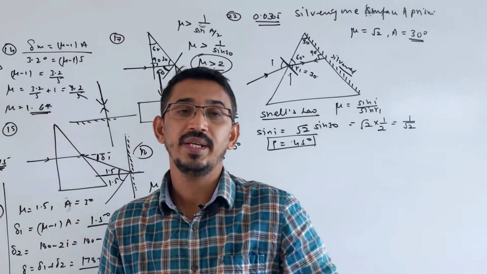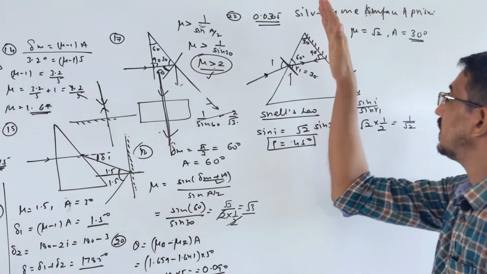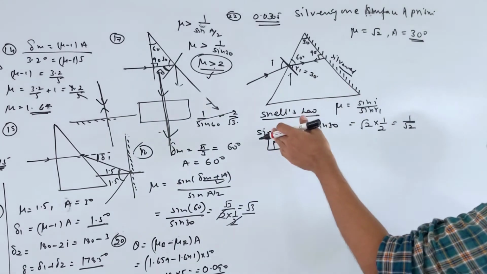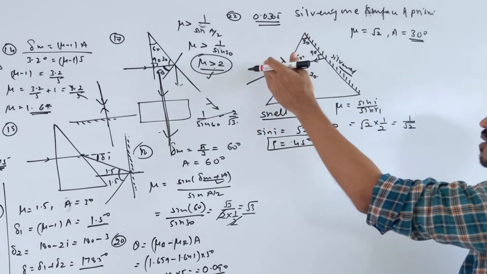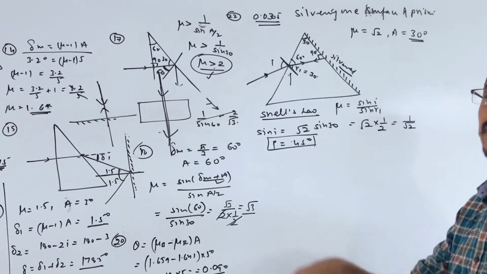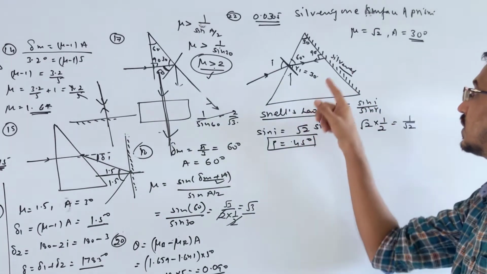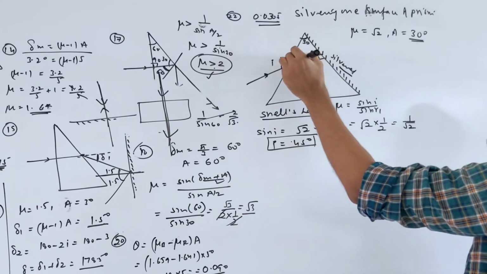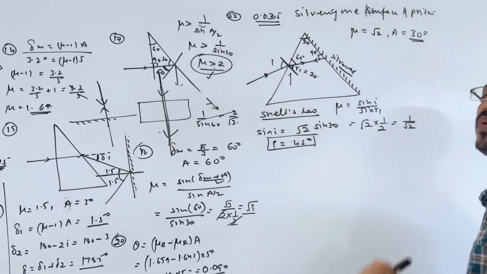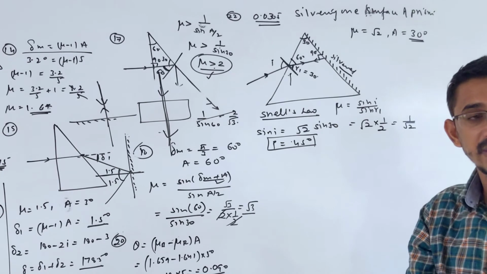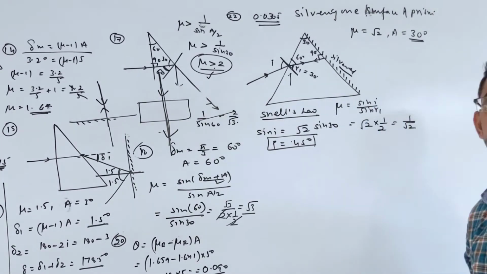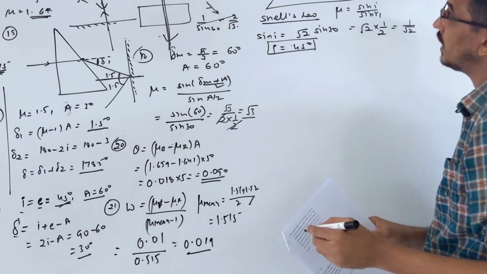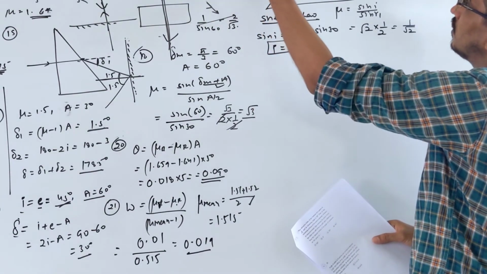Retracing of light: one side will be silvered, the light will be incident and retrace its path. Sometimes mu is given, then they will ask you the angle of incidence. Sometimes the angle of incidence is given, then they will ask you mu. No problem, same way to solve. This angle is always 90 degrees, this angle you can find, so the angle of refraction you can always find. So either the angle of incidence is unknown or the refractive index is unknown; any one thing will be unknown. So I have one more question on the same concept. This was question number 23.